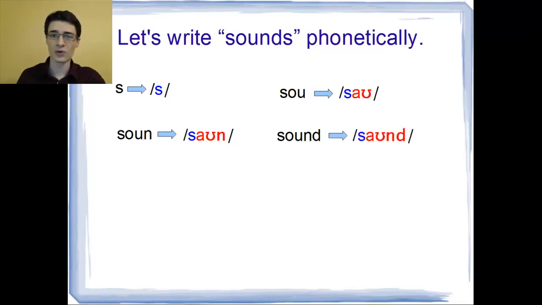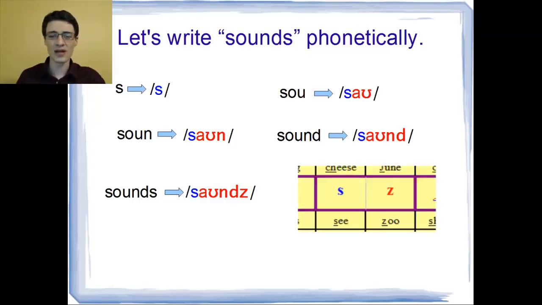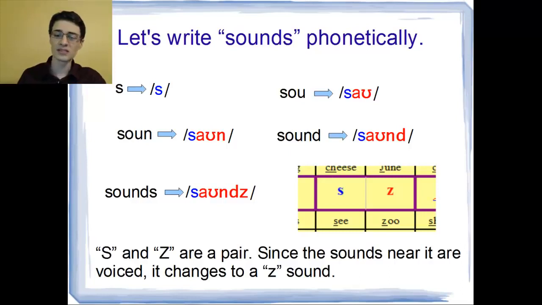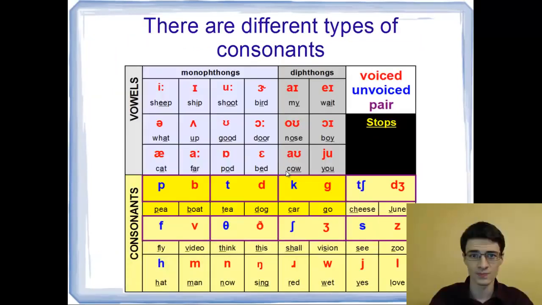Now, when we write the word sounds, we add an S, but when we write it phonetically, we add in a Z sound because that's the sound we use. So, it ends up looking like sounds with a Z at the end. Remember that S and Z are a pair. Since the sounds near it are voiced, it changes to a Z sound.